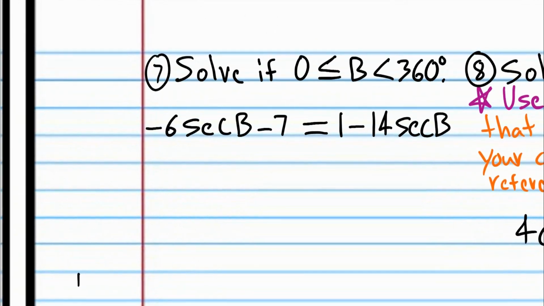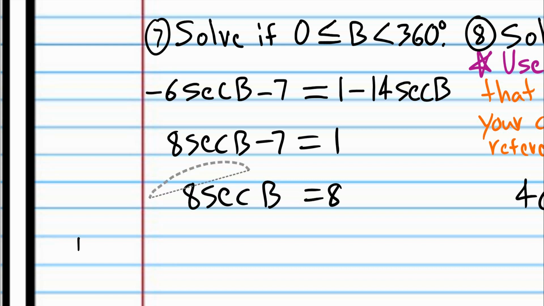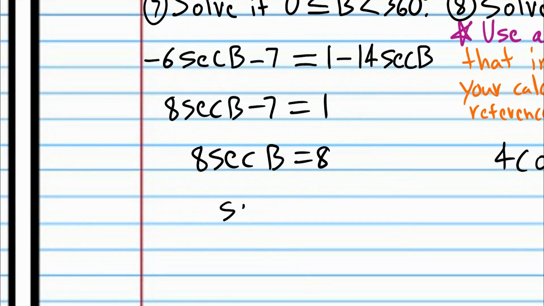Okay, we're back. So we're going to add 14 secant b to both sides, and that gives us 8 secant b. Then we're going to add 7 to both sides. Then we're going to divide both sides by 8. So we get secant b is equal to 1.